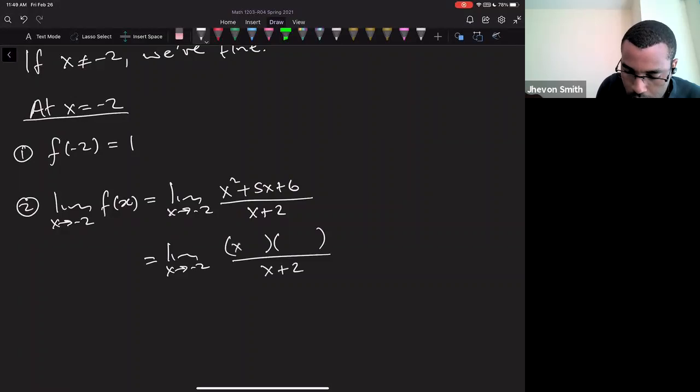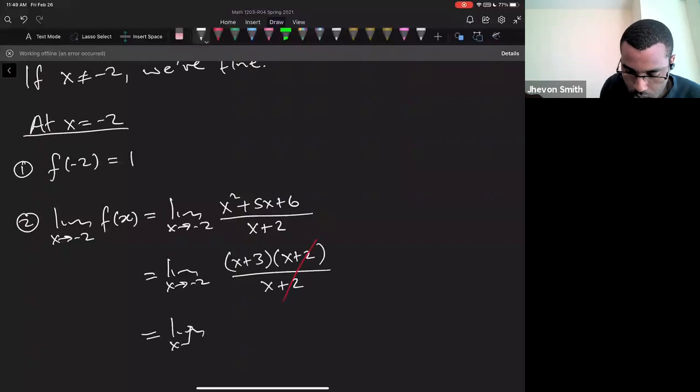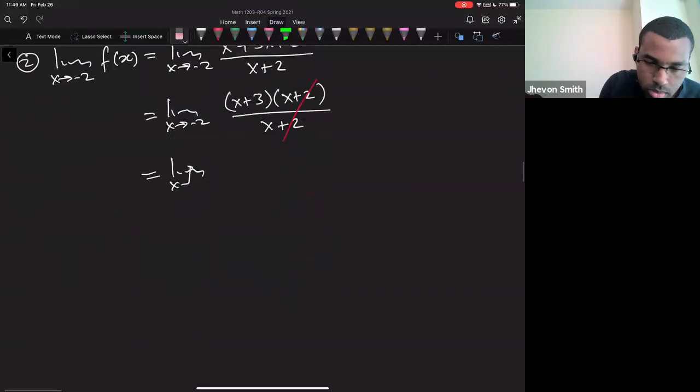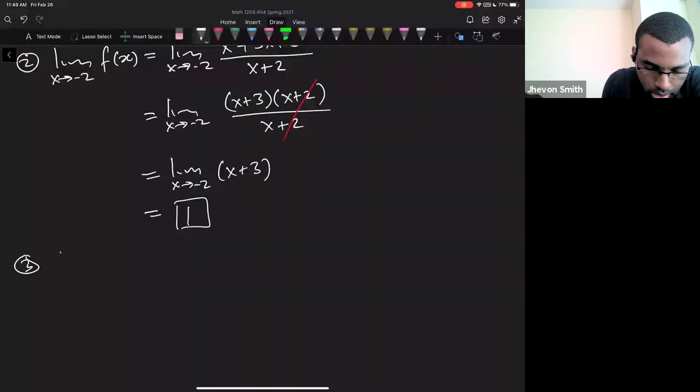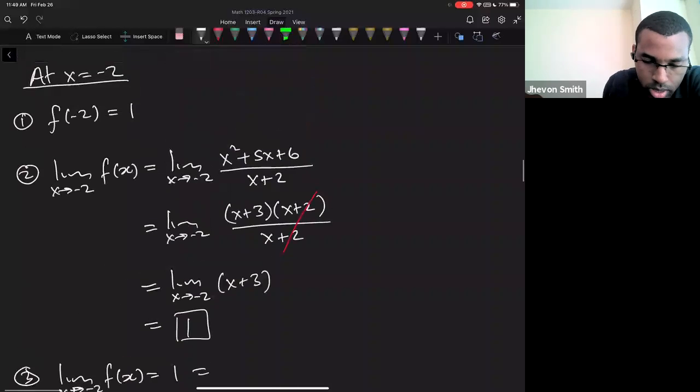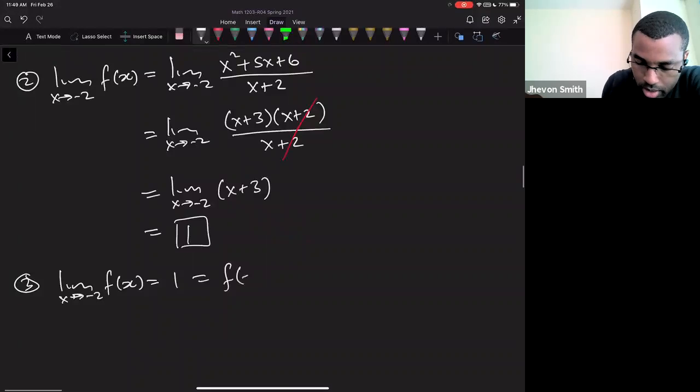And you actually get the value 1 here. So 3, now you check: the limit as x approaches -2 of f of x is 1. Is that equal to the other value? Yeah, it's actually equal to f of -2.